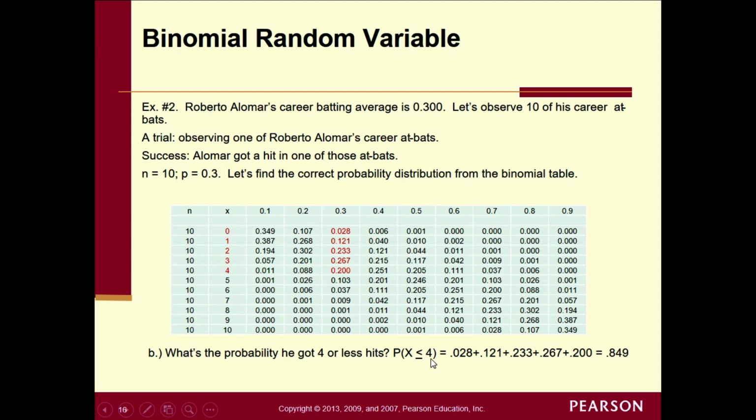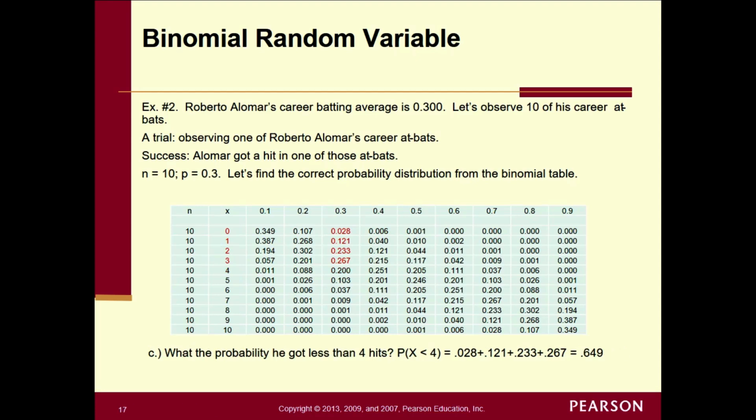So we're going to include 4 here. Okay. We're going to include 4. So now don't skip over 0. People like to just put 0 for the probability that you have 0 successes. No, there's a chance that he would have 0 successes. Okay, and so we have here 0.028, 0.121, 0.233, 0.267, 0.2, and what are we going to do with all those? We're going to add them all up, and I got a value of 0.849, just less than 85%.